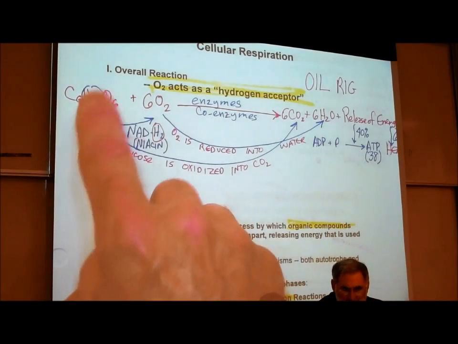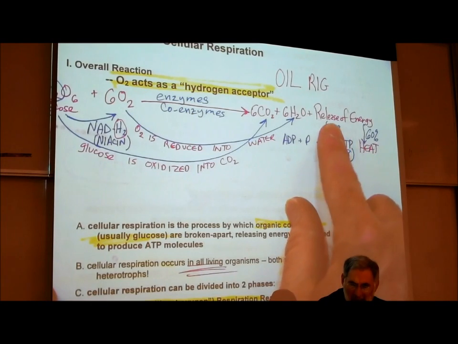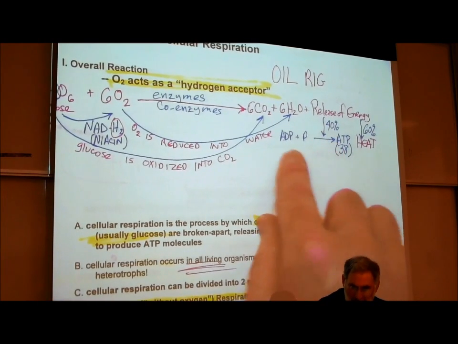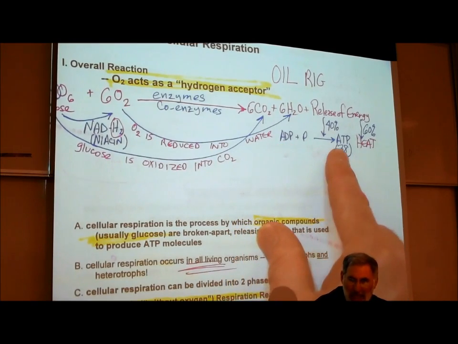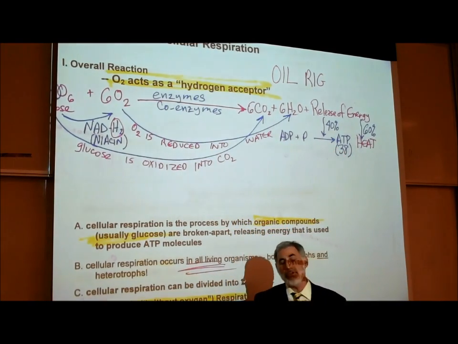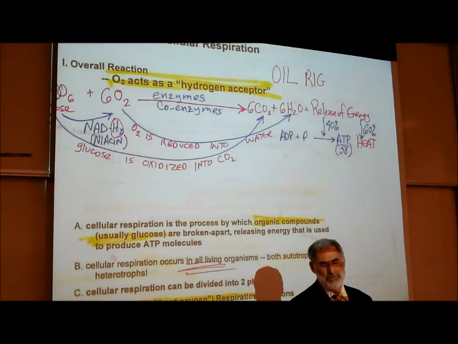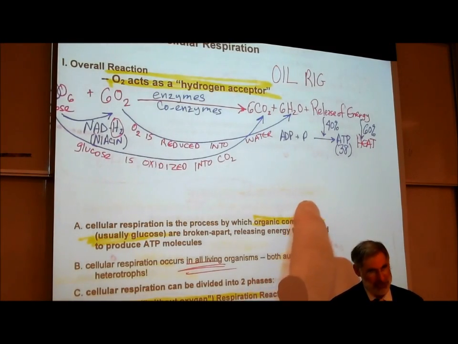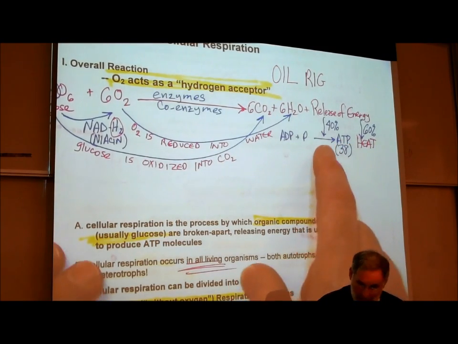And that energy that was contained in the sugar is released. And that release of energy is used to attach phosphate onto ADP and form ATP. The name of the process of attaching a phosphate onto ADP to form ATP is called phosphorylation. We originally learned that term back in section D.